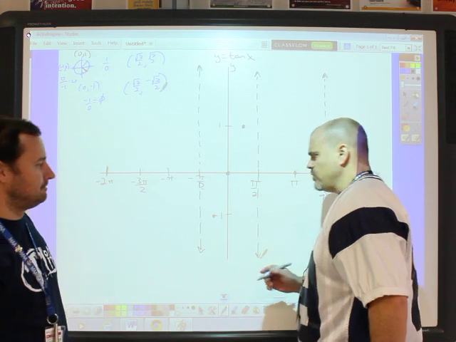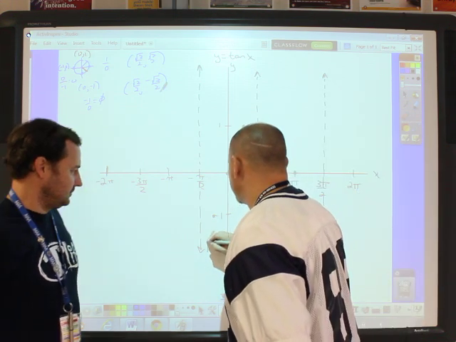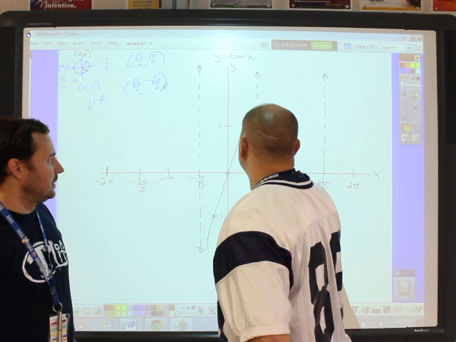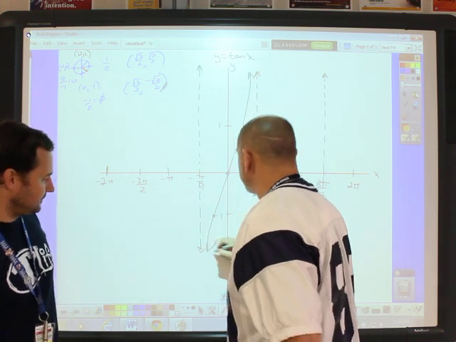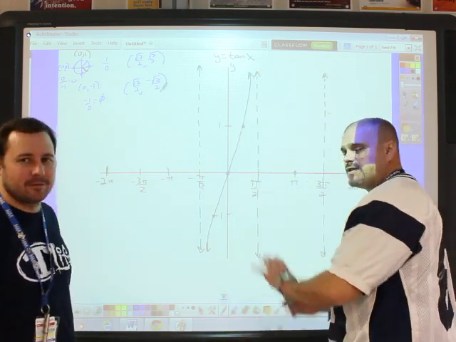So what we have here, guys, and remember, as we draw, we always get close to our asymptotes. We approach them, but we do not touch or cross them. Now that's what tan is going to look like.